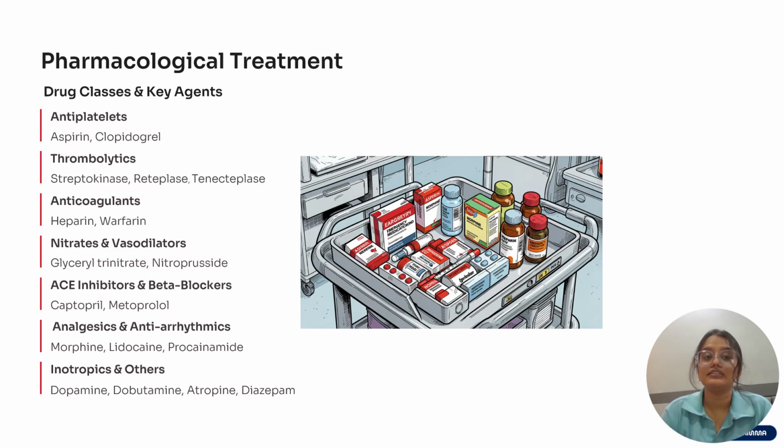Drug classes and key agents. Antiplatelet: aspirin. Thrombolytics: streptokinase, reteplase, and tenecteplase. Anticoagulants: heparin and warfarin. Nitrates and vasodilators: glyceryl trinitrate and nitroprusside. ACE inhibitors and beta blockers: captopril and metoprolol. Analgesics and antiarrhythmics: morphine, lignocaine, procainamide. Inotropics and others: dopamine, dobutamine, etc.